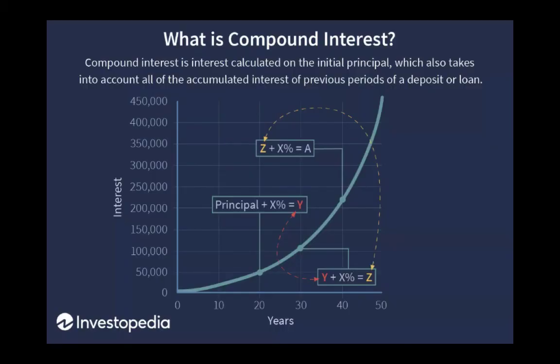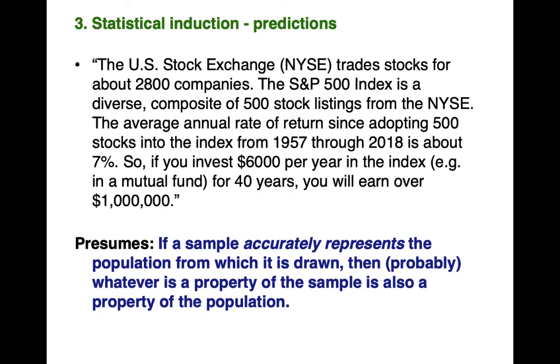Here's a little chart showing you what compound interest is. If you're not already familiar with this, you should be. Look at this chart, Google it. Compound interest is your friend. So the presumption of this argument, I'm going to highlight it here to make it really clear. This is an inductive assumption. If a sample accurately represents the population from which it is drawn, and of course it might not, but if it does, then probably whatever is a property of that sample is also a property of the entire population.